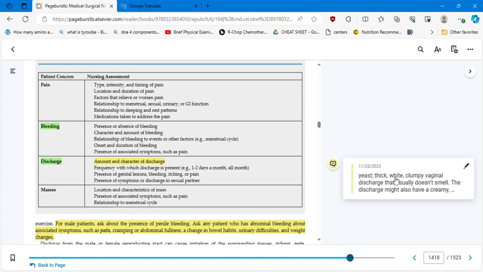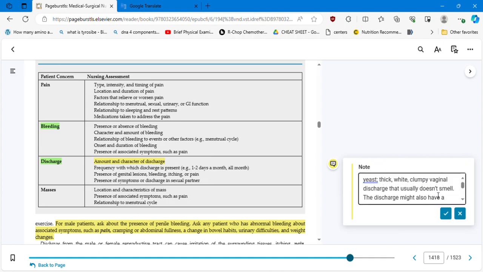It could be thick, white, clumpy vaginal discharge that usually doesn't smell. The discharge might also have a creamy whitish coating from Candida albicans, with a cottage cheese appearance. Also, as I explained in class, you don't want to meet Gigi. You don't need to know who Gigi is, which is related to the green discharge in gonorrhea. Mushroom-like odor, and it's caused by the Neisseria gonorrhoeae bacteria. It's an STD.